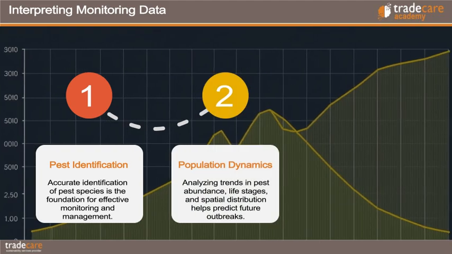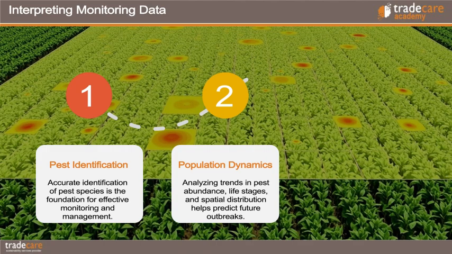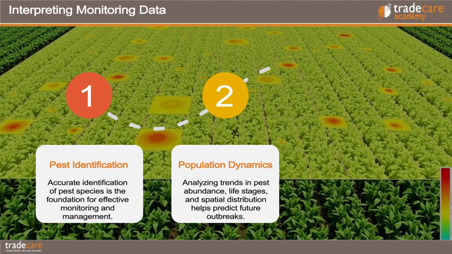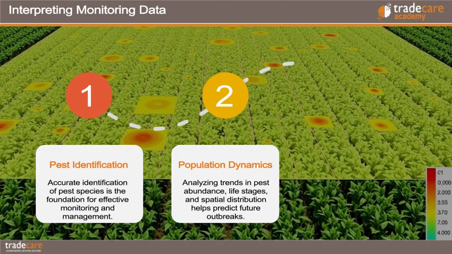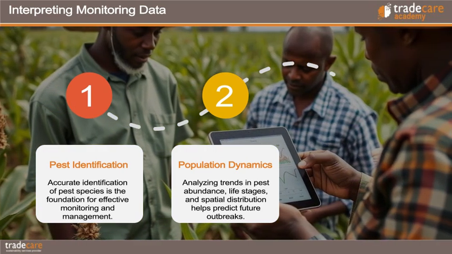Population dynamics. Analyzing trends in pest abundance, life stages, and spatial distribution helps predict future outbreaks. This understanding enables you to anticipate pest pressure and respond proactively.